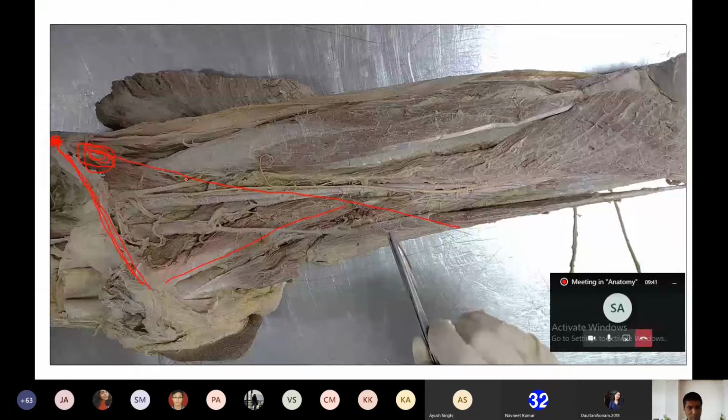Inside the femoral triangle, I'm not talking about every theoretical part. I'm talking only about the important structures from the practical examination point of view. Within the femoral triangle, the medial most structure is the femoral vein, and this one is the femoral artery. Then the lateral one is the femoral nerve. This one is femoral nerve, this one is femoral artery, and this one is the femoral vein.